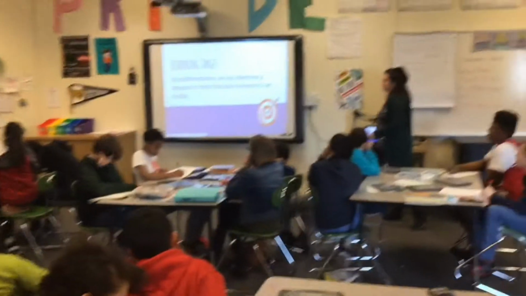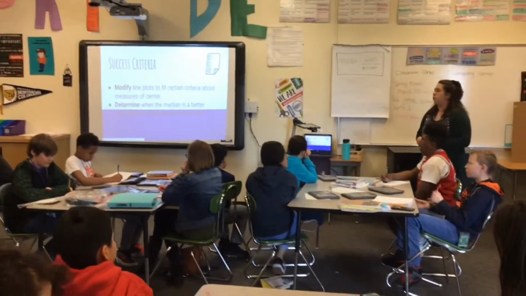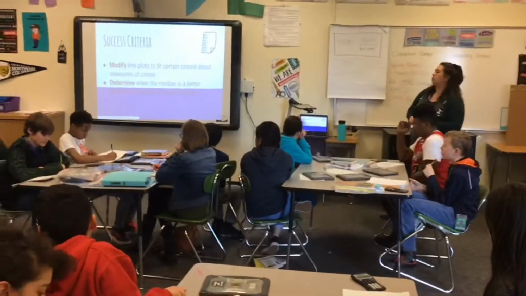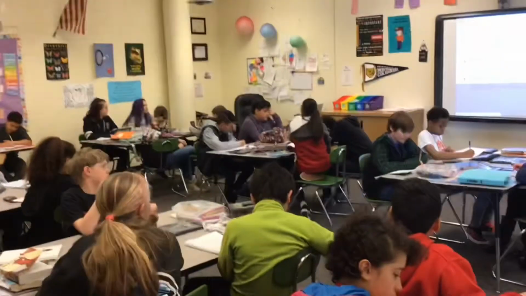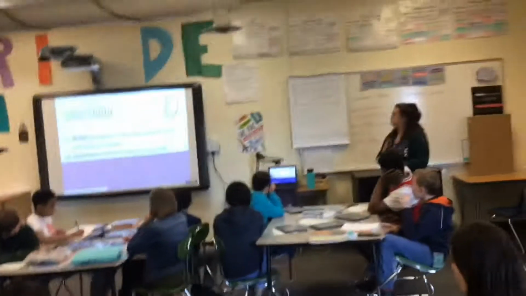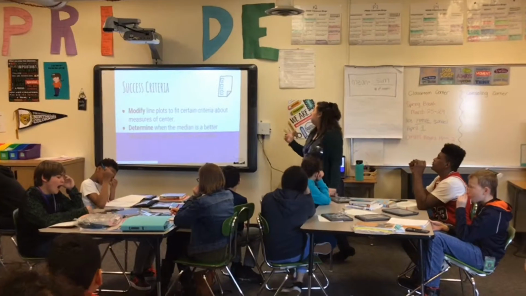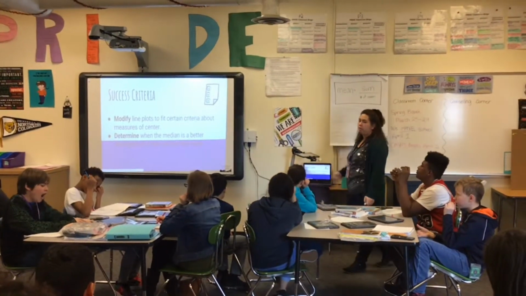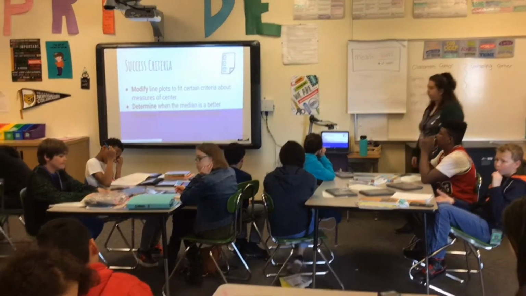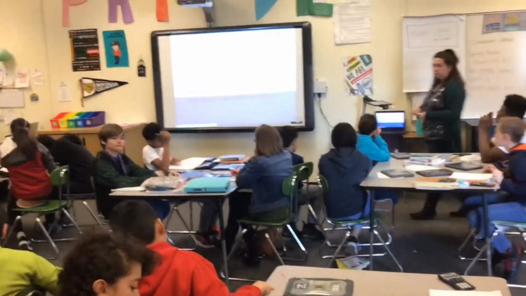Nice. Okay. We have 2 success criteria today. What's the first one, Rena? Modify line plots to fit certain criteria about measures of center. Okay, thank you. So we'll have our line plots as we've been working with. We're going to make changes to our line plots in order to do what, Rolando? Determine the measure of center that best describes a data set.